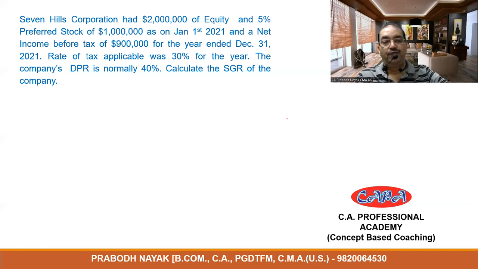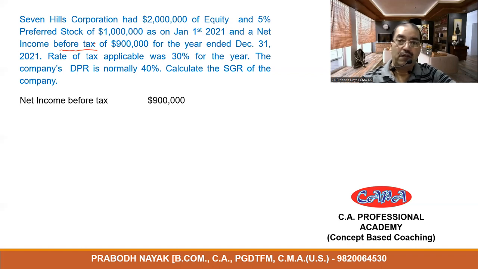Now, Seven Hills Corporation had $2 million of equity and 5% preferred stock of $1 million as on January 1st, 2021, and a net income again before tax of $900,000 for the year ended December 31st, 2021. Rate of tax applicable 30%. Company's DPR is normally 40%. Now calculate the SGR. Same method.